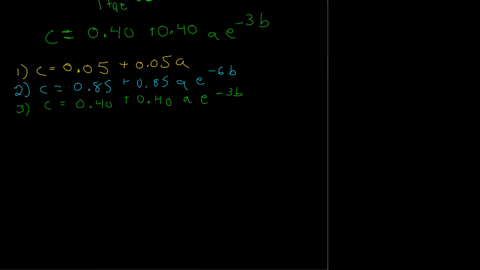If we can find A, we know C immediately. So I think my focus is going to be figuring out how I can find B and A, so I can get rid of C in these other 2 equations. So for here, wherever I see C, I'm going to replace it with this. So number 2 becomes 0.05 plus 0.05A equals 0.85 plus 0.85A e to the negative 6b.